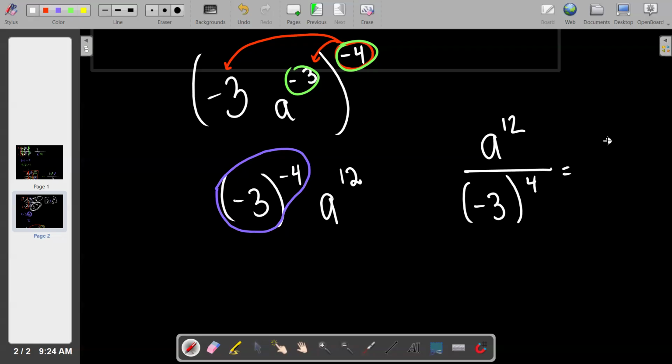Positive 8. You bet it is. Nice. That's where I screwed up because I did not.